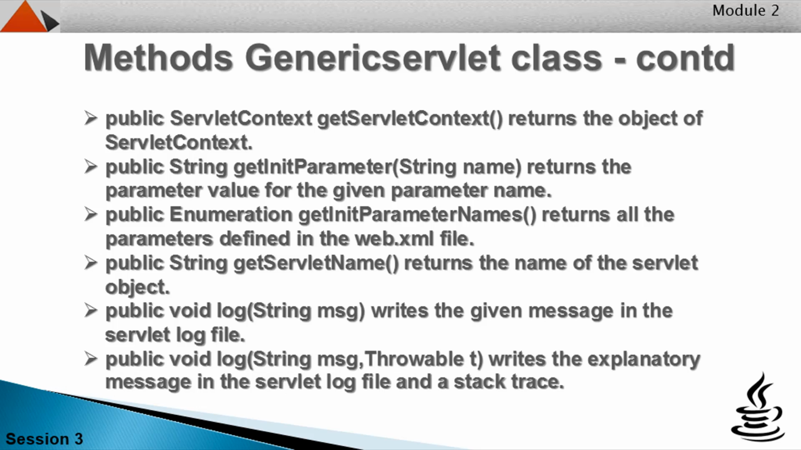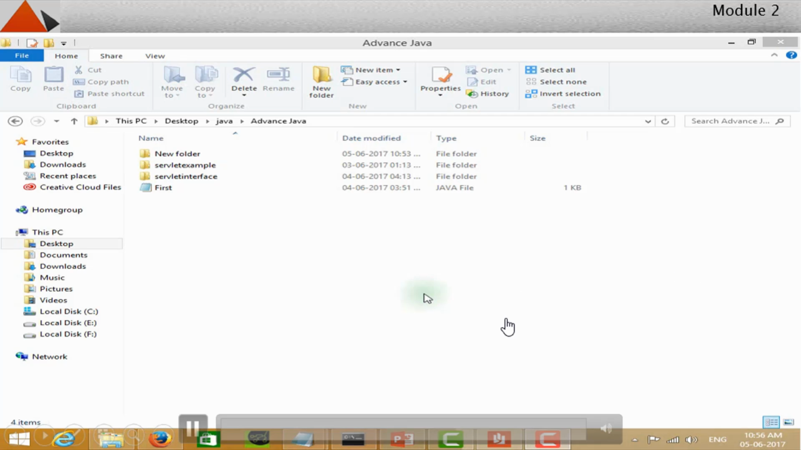The public void log(String message, Throwable t) method writes the explanatory message and a stack trace in the servlet log file. Now let's see it with an example.